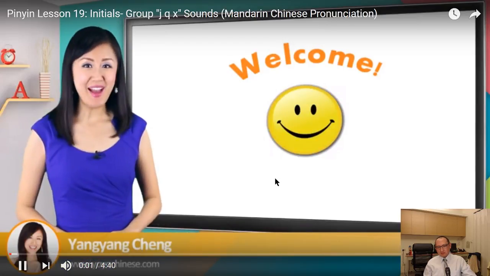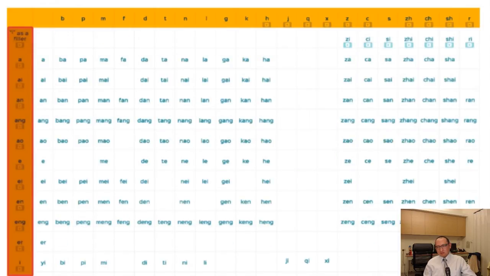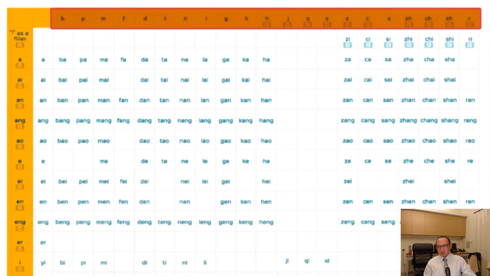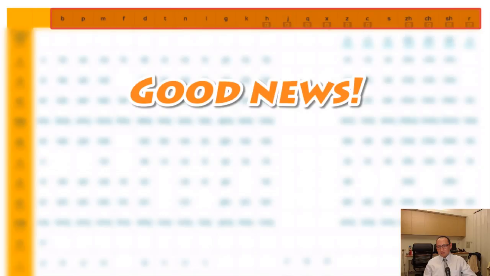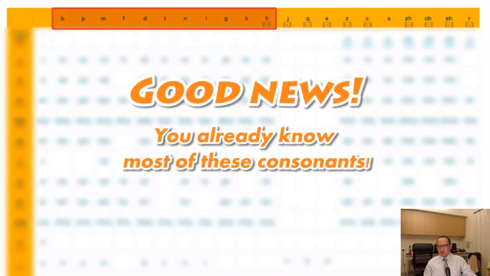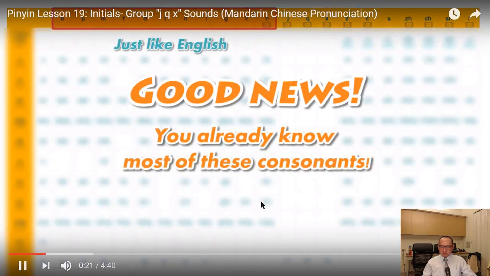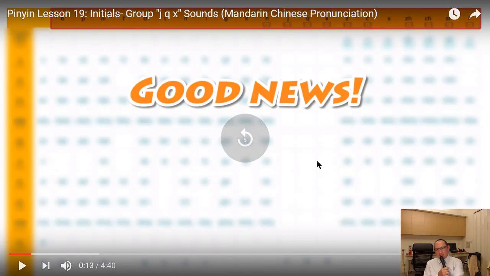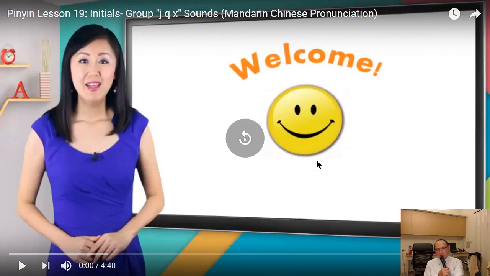Hello, ni hao, welcome back. Since we already finished learning all of the finals or vowels, now it's time for us to start learning the initials or consonants. Here's the good news. Most of these consonants, all the way from B to H, you already know how to pronounce them correctly. They're just like English. So we're not even going to spend time going over. Yeah. See? I think Yang Yang is saying very correct thing.